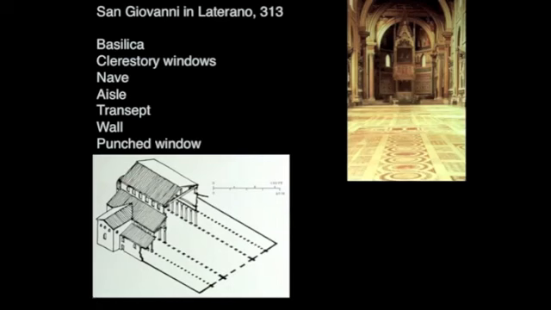Last time we looked at the simplest of early Christian architectural types. This is the Basilica of San Giovanni in Laterano from 313. This is really the first Christian church. And it's strange because you would think, this is 300 years after Christ. Why did it take so long for Christian churches even to be constructed? Anybody have a take on that?